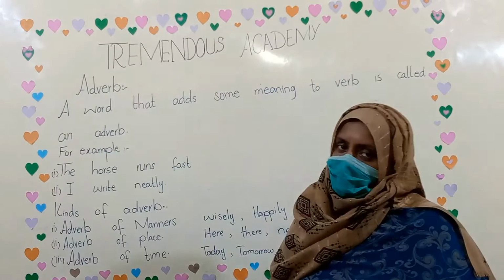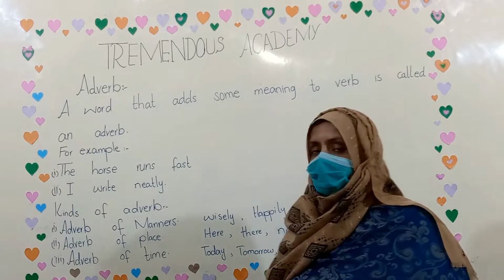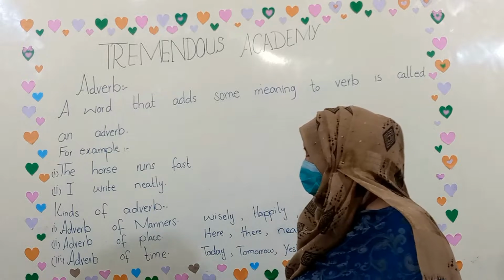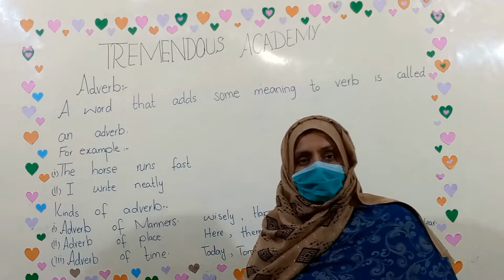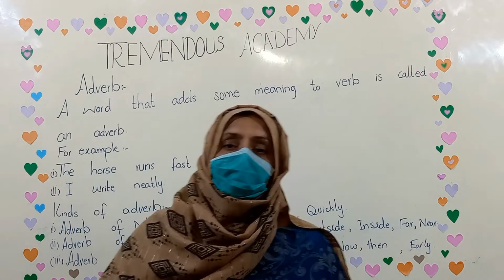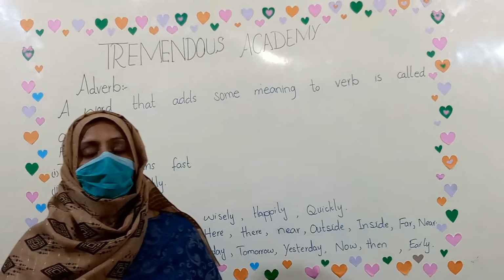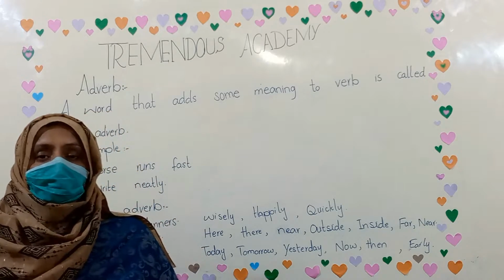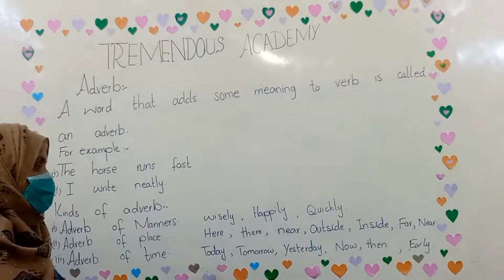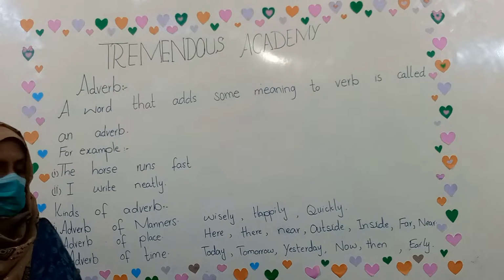There are three kinds of adverb. Adverb of manner, adverb of place, adverb of time. Adverb of manner, as the word shows, tells how a work is going to be acted. It shows the manner. Just like wisely, happily, quickly.